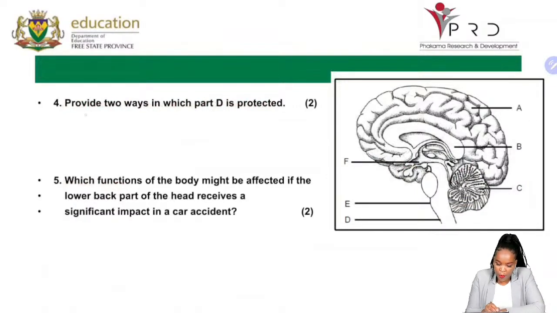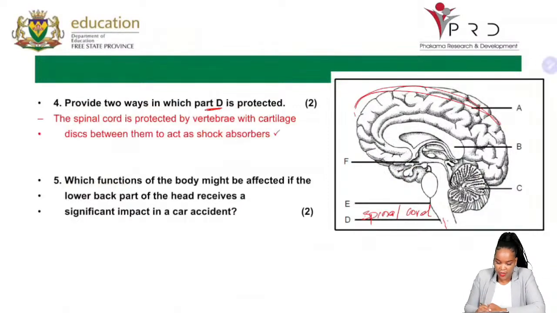Number 4. Provide 2 ways in which part D is protected. We come to part D. Part D is your spinal cord. I've already mentioned that from the previous slide, but I hope you got it also. This is the spinal cord because it is just below the medulla oblongata. So how is the spinal cord protected? Just like your brain. Let us see.